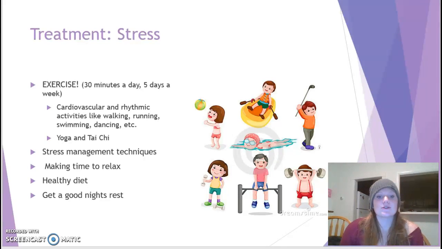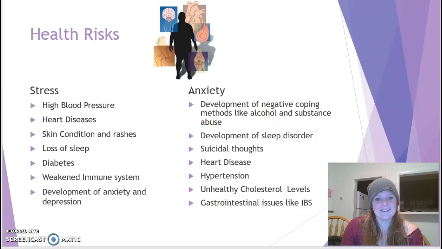And they say to do rhythmic activities like walking, running, biking, dancing, etcetera. Yoga and tai chi are really good ways to help calm the brain and develop good relaxation. They also said treatment of stress would be stress management techniques, making time to relax, and then maintaining a healthy diet and getting a good night's rest.